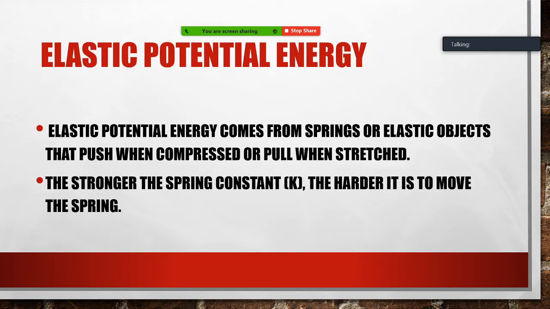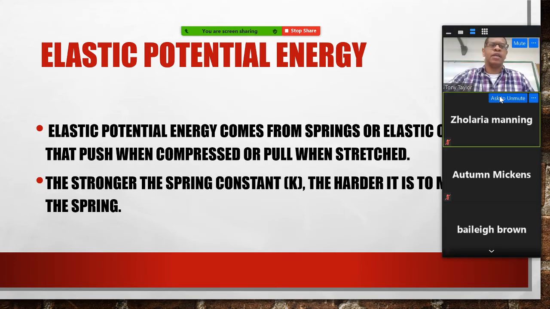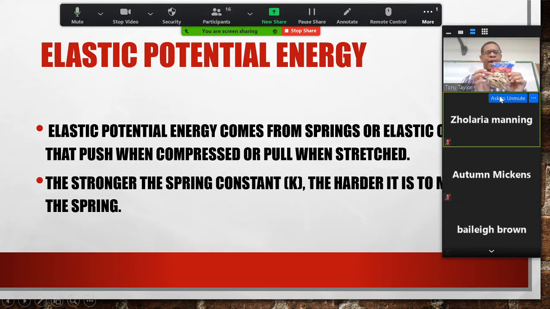Okay. Now, the last thing that I want to talk about today on this PowerPoint is what is known as elastic potential energy. Now, guys, elastic potential energy comes from springs or any elastic object. So, for example, guys, in my hand here, I have a pack of rubber bands. Okay. So a rubber band is an elastic object.